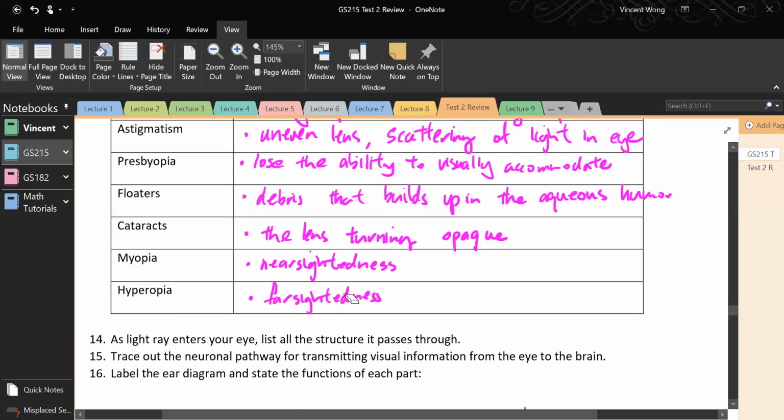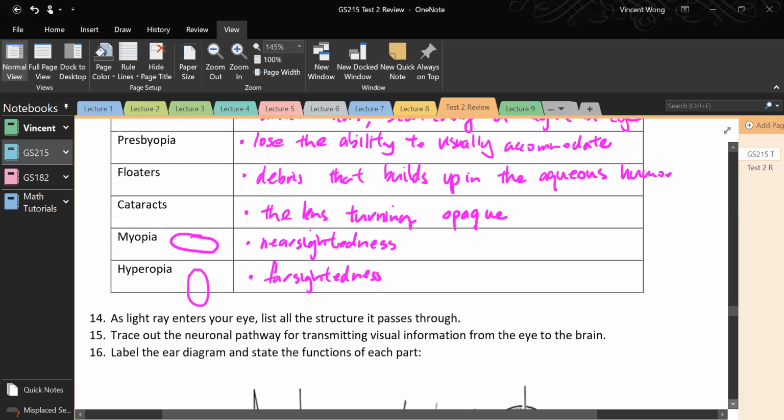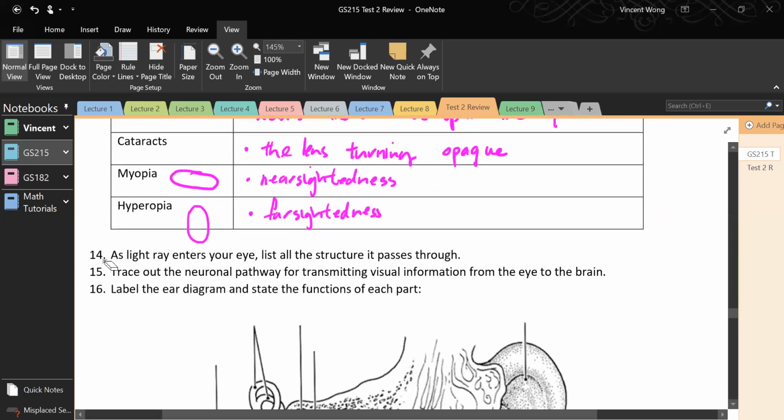Okay. So last class, we talked about what kind of lens we need to fix these problems and the underlying cause of these. For example, myopia is your eyeball is too long, okay? Whereas hyperopia, the eyeball is too short. And so please make sure you are familiar with those. These are good questions for you to go through yourself.